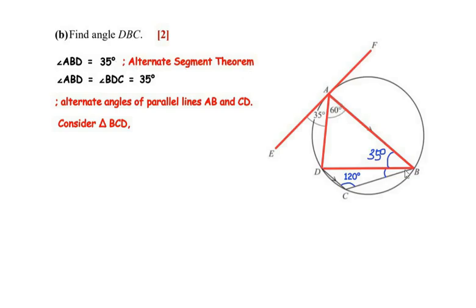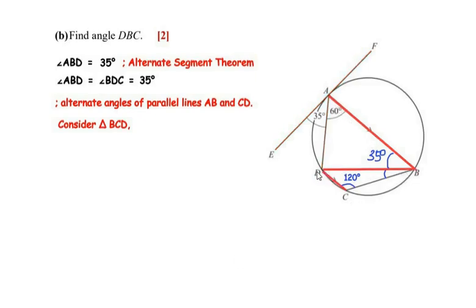Now let us consider the parallel lines AB and DC. Now since lines AB and DC are given parallel to us and the line DB acts as a transversal line, cutting these two parallel lines at points B and D, angle ABD will be equal to angle BDC, that is the alternate angles of the two parallel lines. So here we have written angle ABD is equal to angle BDC is equal to 35 degrees. That is alternate angles of the parallel lines AB and CD.